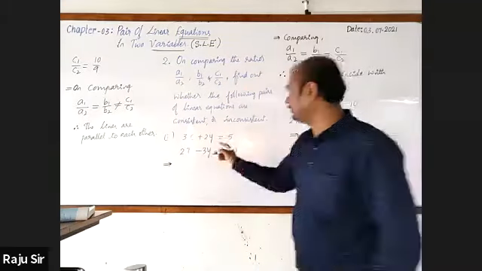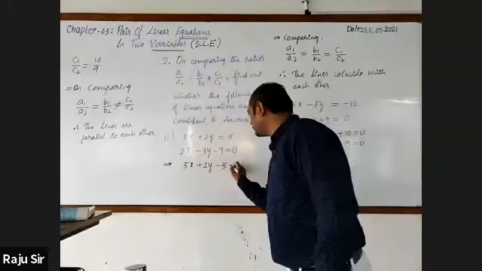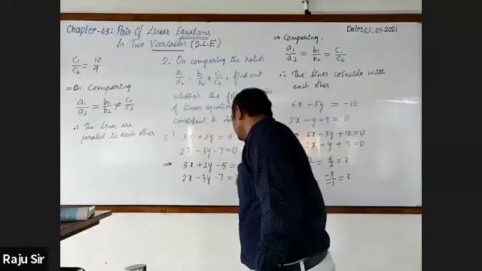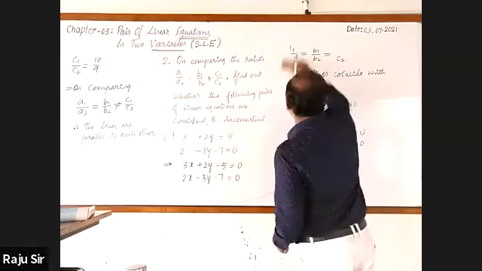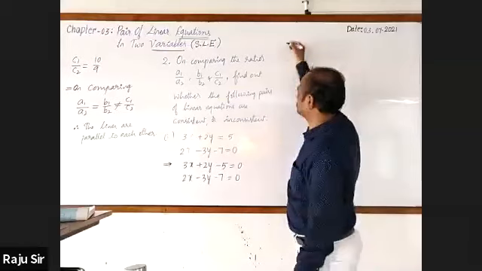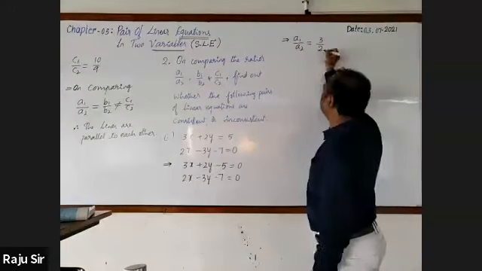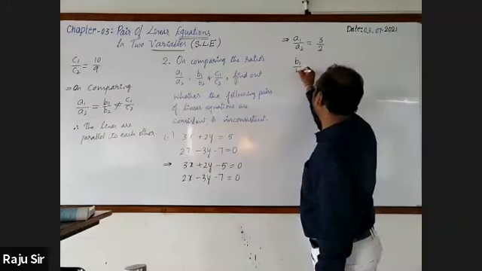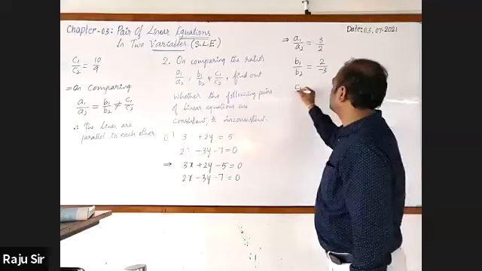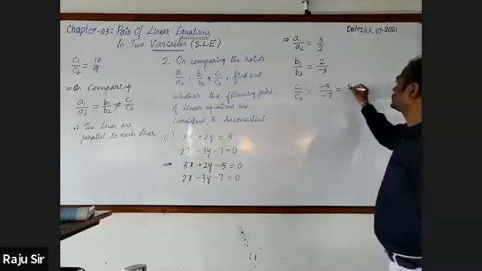First, write the equations in standard form. 3x plus 2y equals 5. Transfer that to the left hand side. It becomes minus 5 is equal to 0. Next, second equation, it is already in standard form. Now we have to find out all the three ratios. The first one is A1 by A2, this is 3 by 2. Next, B1 by B2, it is 2 by minus 3 or minus 2 by 3. Next, C1 by C2, this is minus 5 by minus 7, it is equal to just 5 by 7.